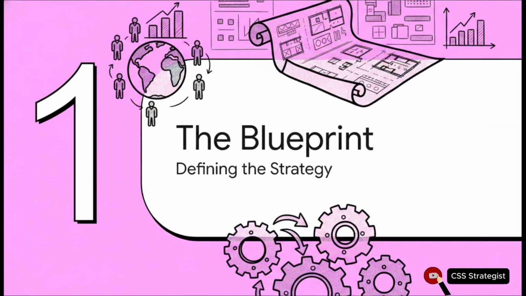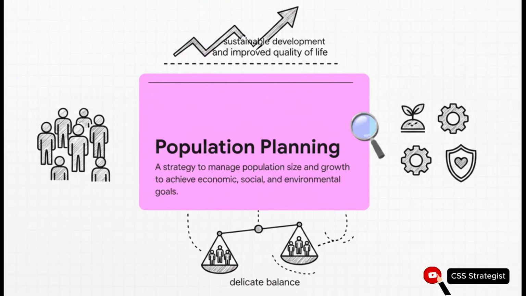Right. Section 1. The blueprint. Before we get into all the nitty-gritty details, we absolutely need a rock-solid, exam-ready definition of what population planning actually means from a government's point of view. Okay, this is the crucial part, so listen up. Population planning is not just about population control. It's a whole national strategy. It's all about finding that perfect balance between how many people you have and the resources you have for them. The whole goal is to create sustainable development and a better quality of life for everybody.